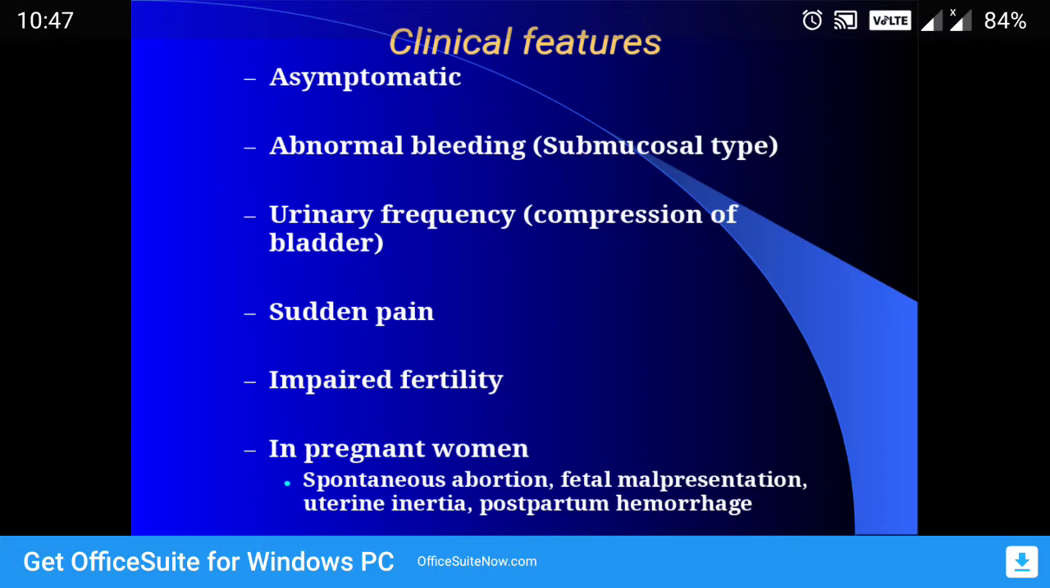Clinical features are abnormal bleeding, or urinary frequency because of compression of the bladder, or sudden pain, or it can present as infertility because the fallopian tubes may be altered. In pregnant women, it may cause spontaneous abortion, fetal malpresentations, and even postpartum hemorrhage.